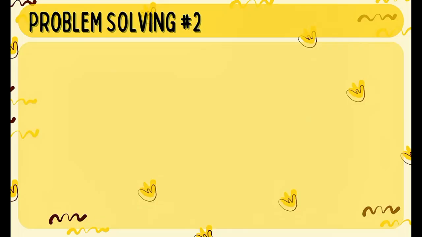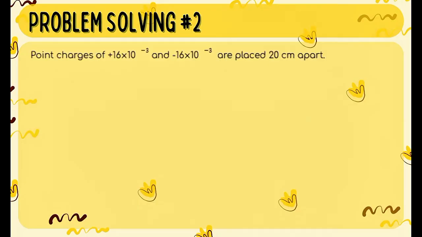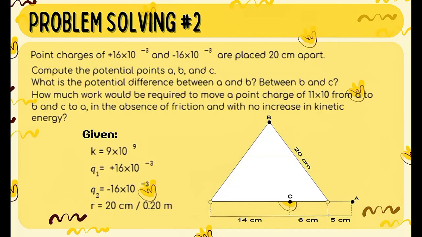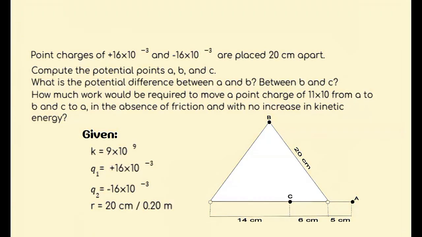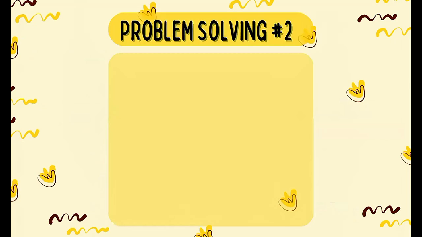Today, I will present the solution to a problem involving 2 point charges and the computation of electric potential, potential differences, and work. So now, let's read the problem. Point charges of positive 16 times 10 raised to negative 3 and negative 16 times 10 raised to negative 3 are placed 20 cm apart. From A to B and C to A in the absence of friction and with no increase in kinetic energy. So now let's answer the questions.